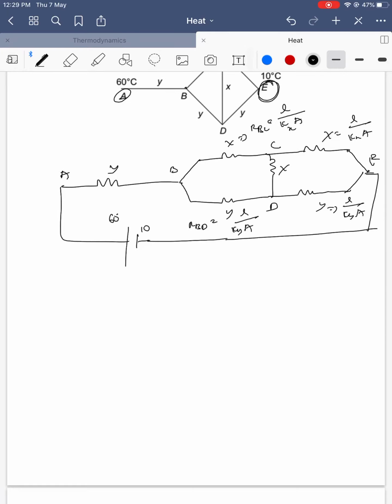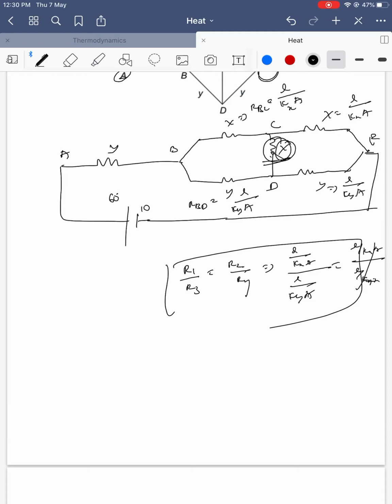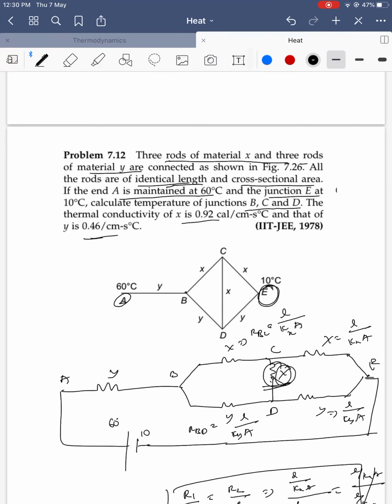According to the formula I said, if R1 by R3 is equal to R2 by R4, the current through the middle will be 0. Here the ratio of the resistances is equal on both sides, so there will be no heat flow through CD. CD becomes negligible.